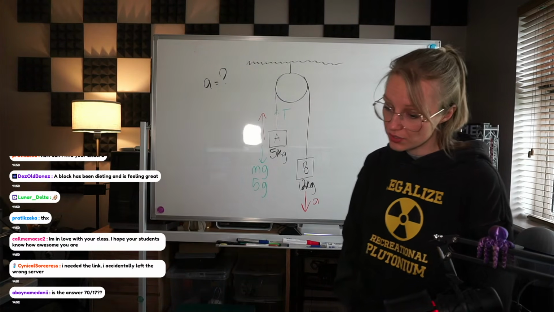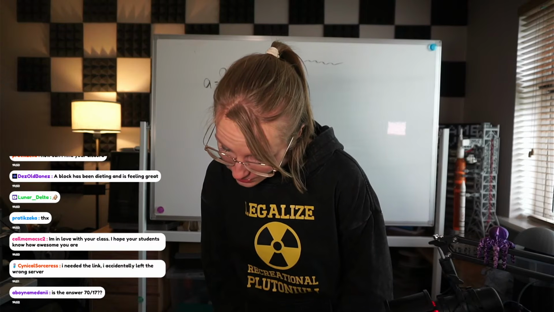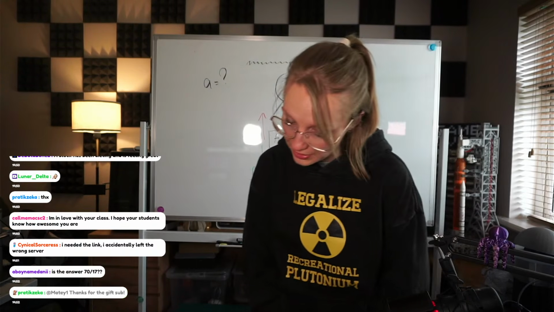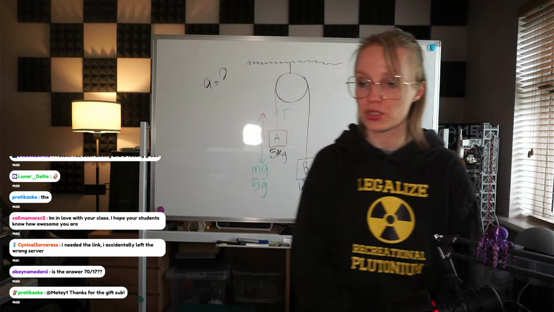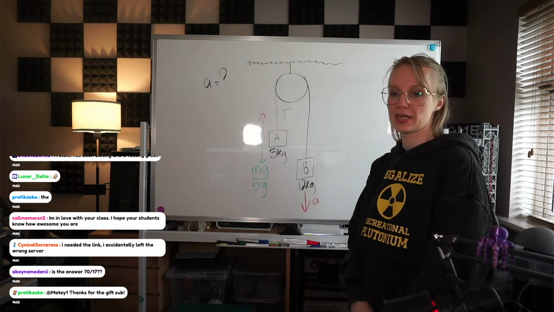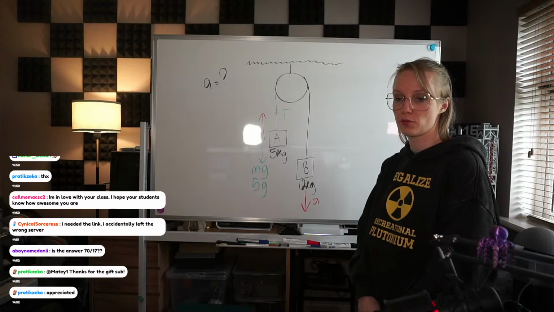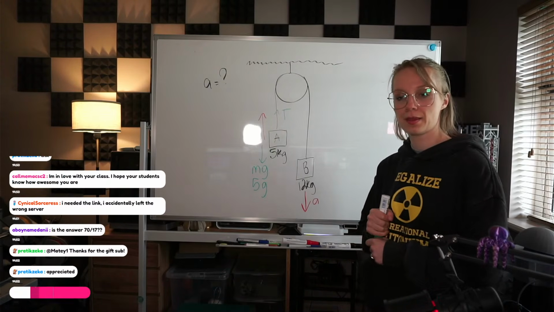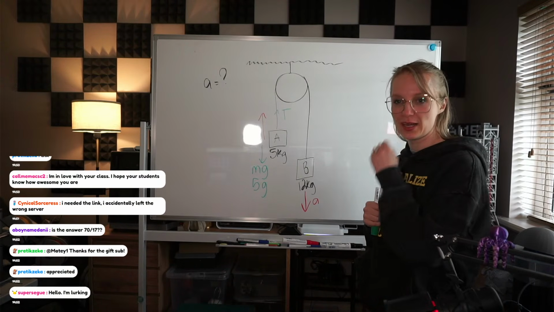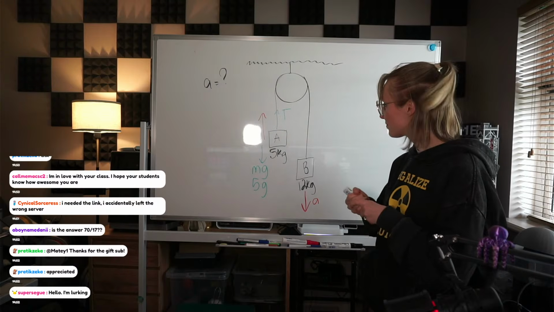I don't know what the answer is, I'll be honest. Oh, actually, I do know the answer. The answer for A is meant to be 4 meters per second squared. So what is 70 divided by 17? About 4. Hello, Larkin, welcome in.